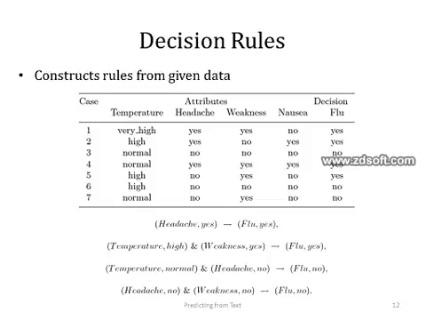The next method is the decision rules method. It comes under the logic methods. The rules are framed with the features and their possible values. For example, here we have temperature, headache, weakness, nausea as attributes. From the given data, the following decision rules can be framed. If the headache holds yes, then the flu is definitely yes. Similarly, we can form the below three rules.